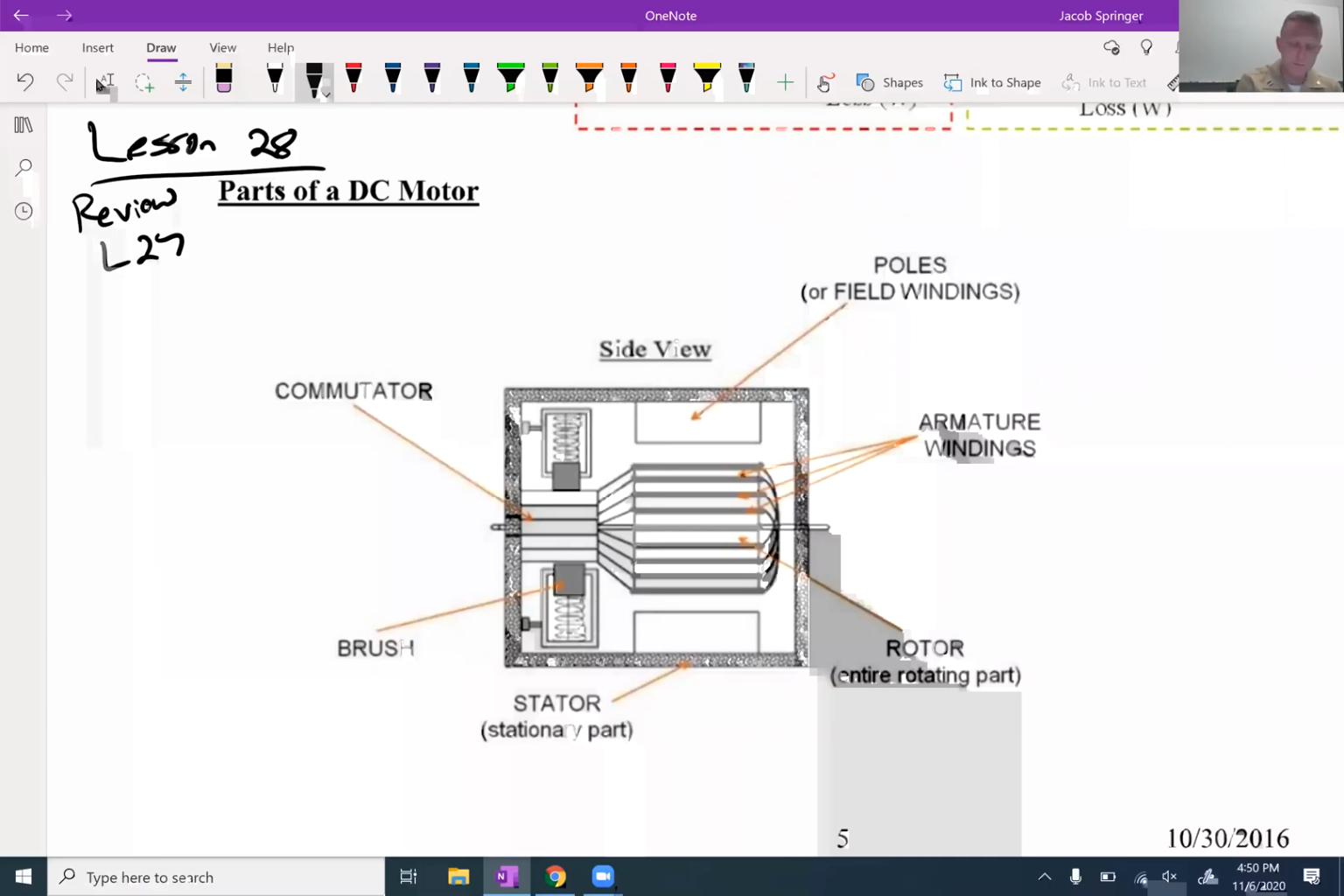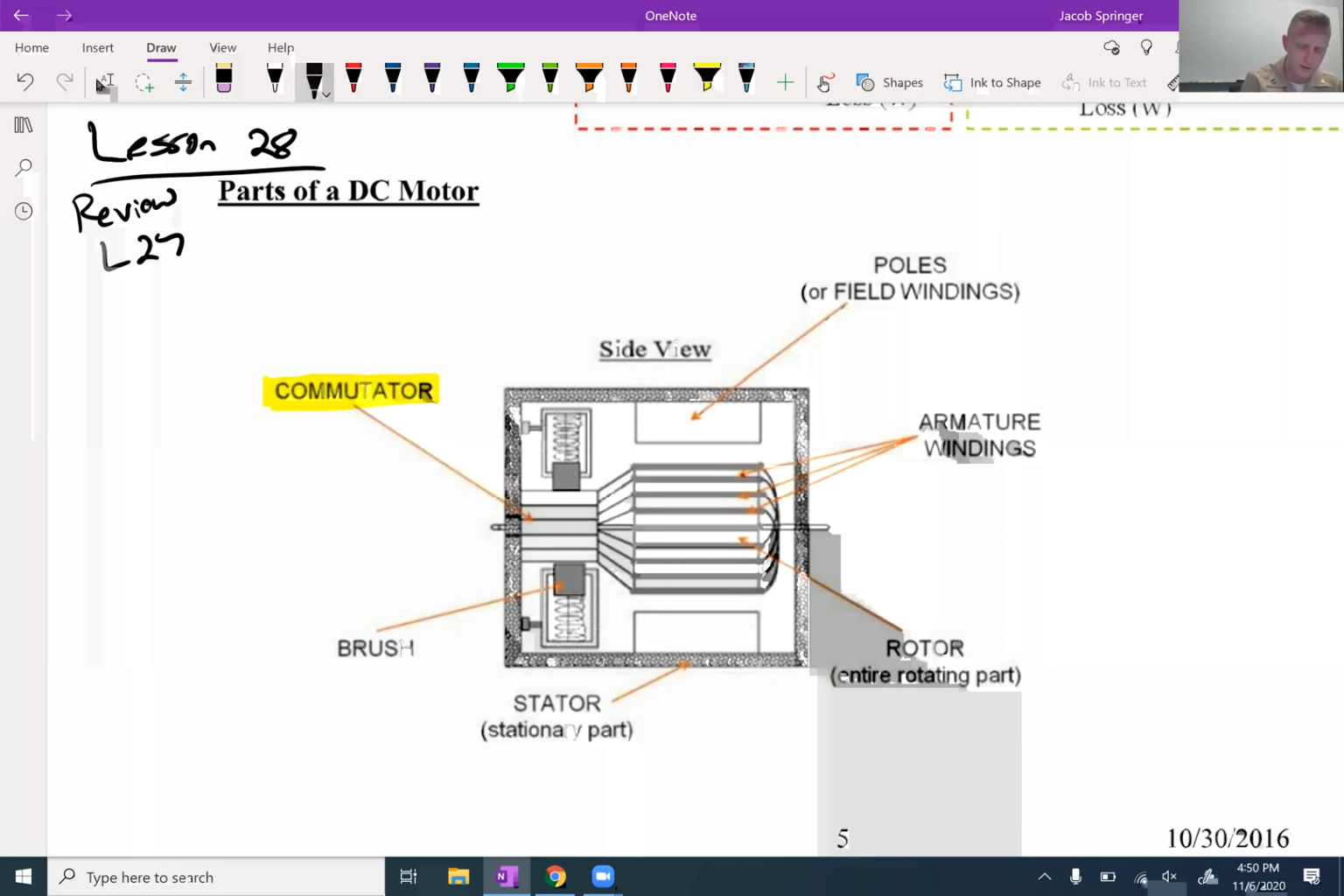Okay, this is DC Motors Part 2, Lesson 28. This little diagram is from Lesson 27, so if you want to go pause it, grab that piece of paper. Just want to make sure that we have these terms down before we keep moving on with our motor, right? So we'll start and kind of work our way around.